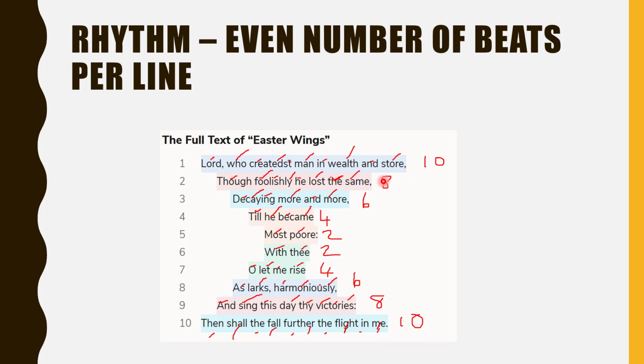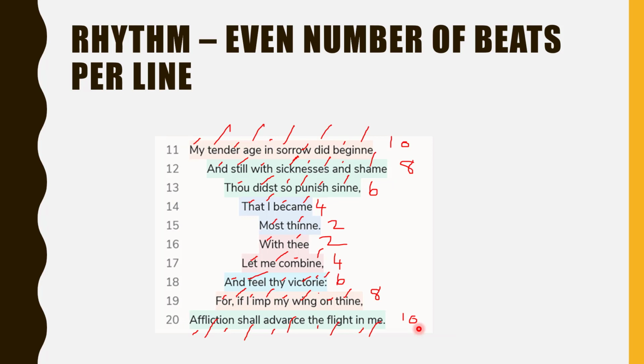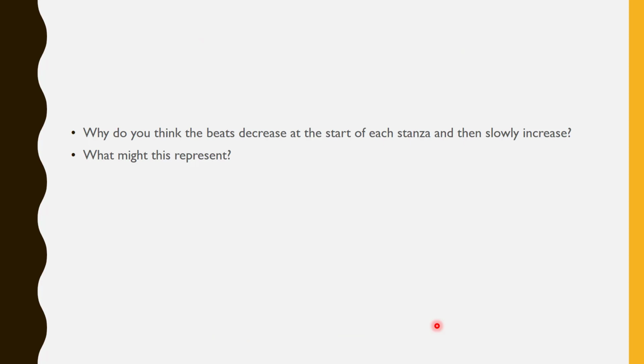It's exactly the same as stanza two: 10, 8, 6, 4, 2. He thinks of his sickness and shame and he's getting weaker, but then he wants to combine his broken wing with Jesus' strong wing and get stronger and fly up to heaven. So it's really, really clever that the rhythm and even line length is significant in getting the message across. So why do you think the beats decrease at the start of each stanza and then slowly increase? And what might this represent?